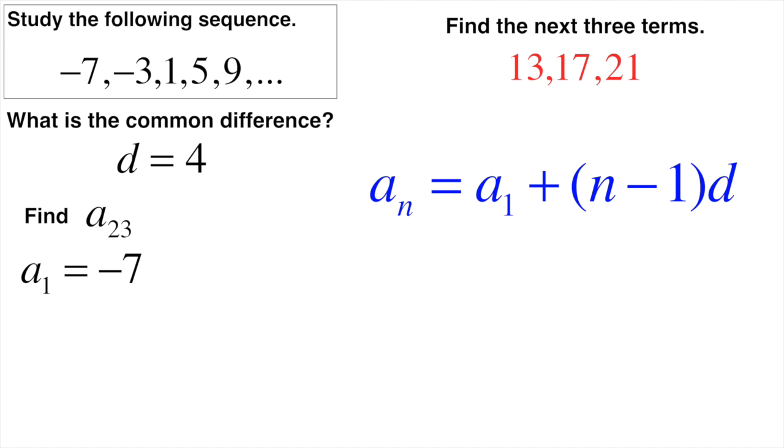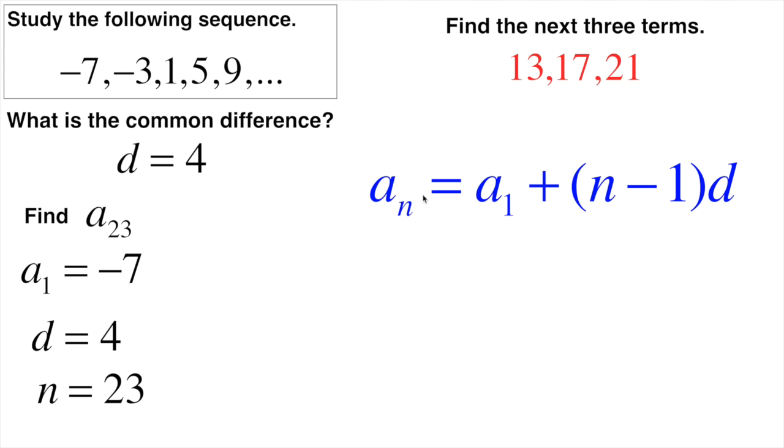I'm going to get a little ahead of myself. We need to fill in what we know here. A of 1, the first term of the sequence, is -7. Then we know the difference is 4. We already identified that. Finally, we're looking for the 23rd term of this sequence.